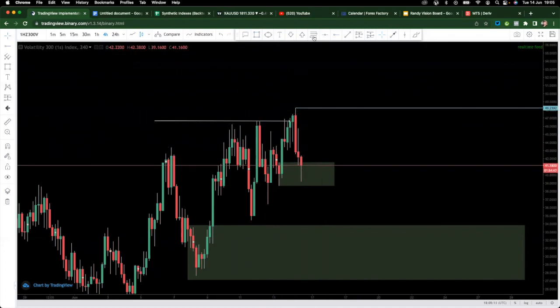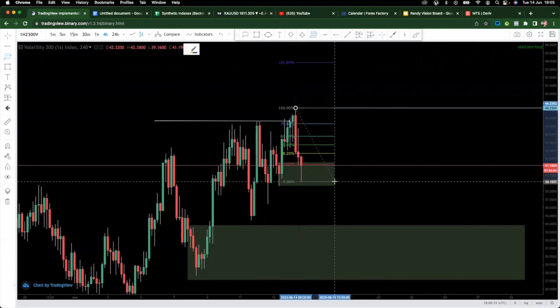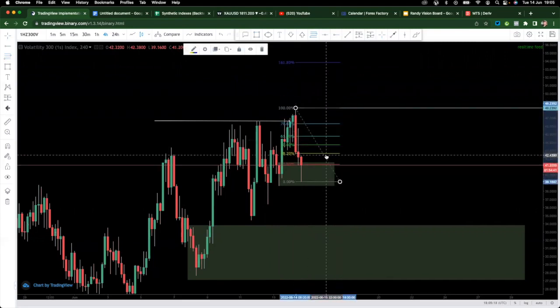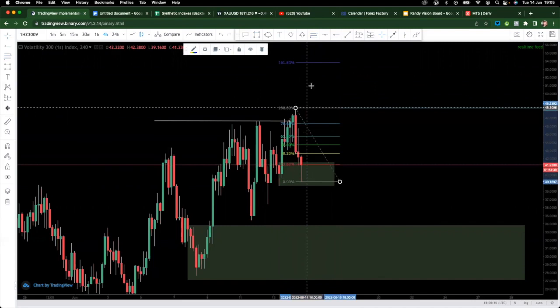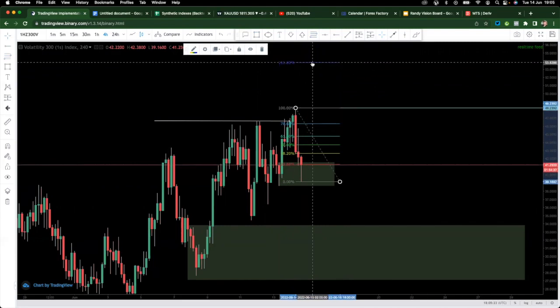If you can open two trades, then you take your Fibonacci from the high point to the low point. You can make this your first target, and your second target is 161.8.